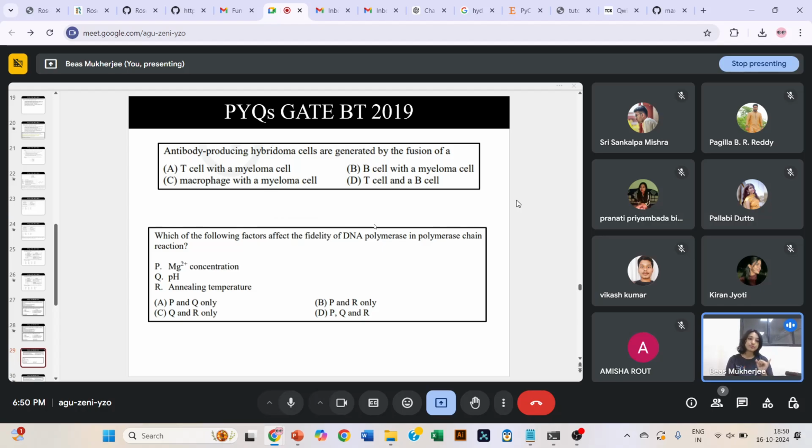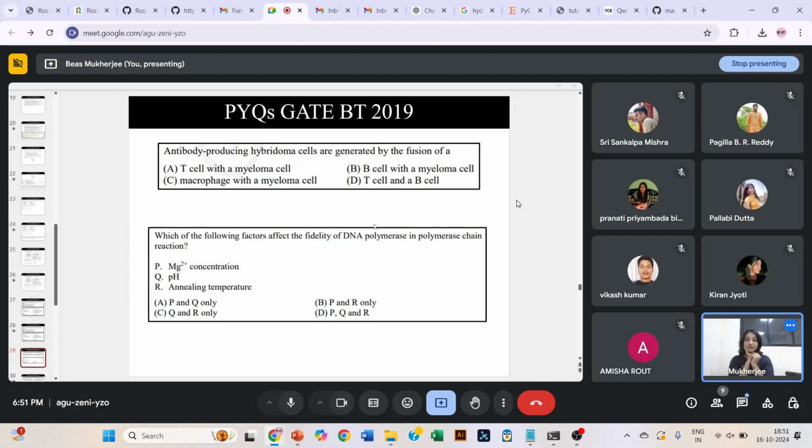You know about Mg2+ concentration, you know that it is required. You know about annealing temperature. If the annealing temperature is very close to the melting temperature, then what is going to happen? The specificity is going to increase. That means only the what is going to happen?